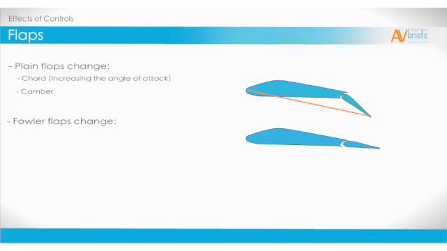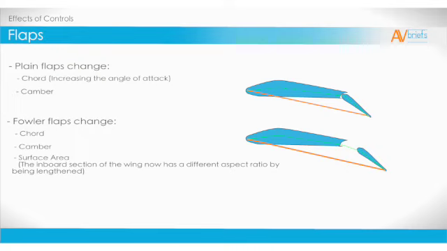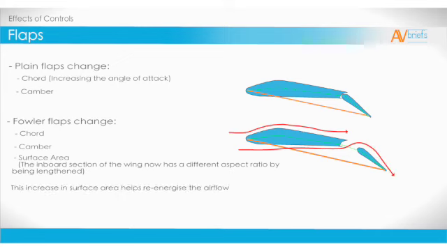Fowler flaps are able to change more of the wing, or airfoil structure. This means it also changes the chord and the camber. It also changes the surface area of the wing. By being lengthened, the inboard section of the wing now has a different aspect ratio. An aspect ratio refers to the width of the wing in relation to its length. By lengthening the wing, we increase its aspect ratio.